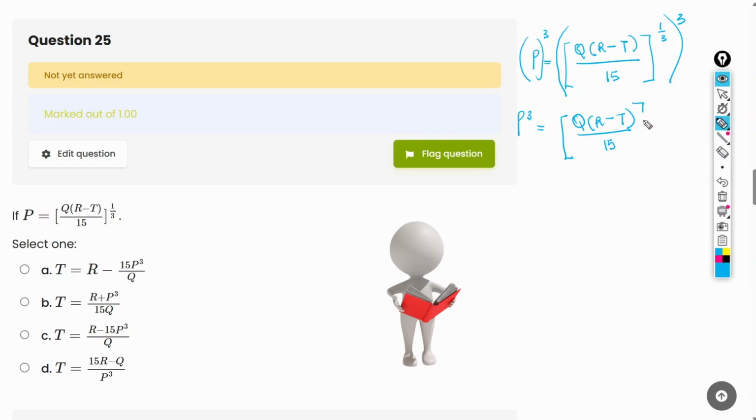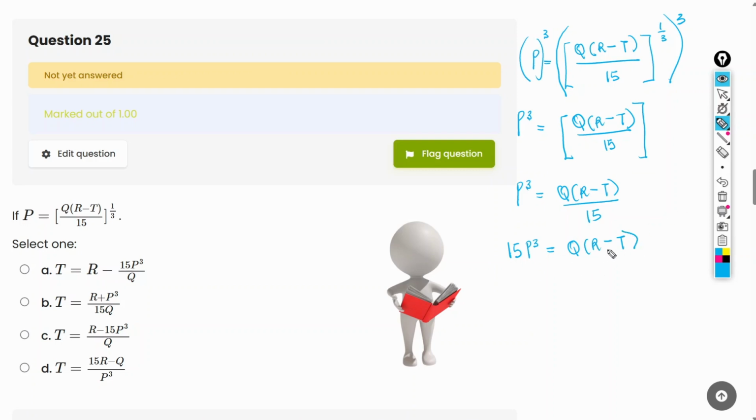All right, over 15. So we'll have p cube, p raised to the power of 3, would be equal to q bracket r minus t over 15. We can cross multiply. I would have 15p cube is equal to q bracket r minus t.